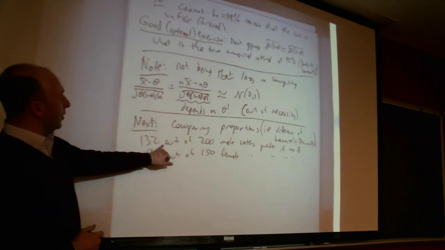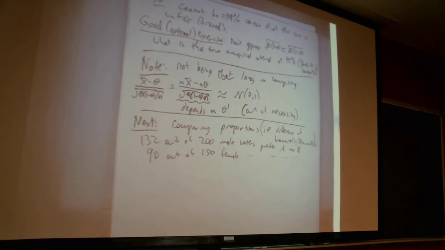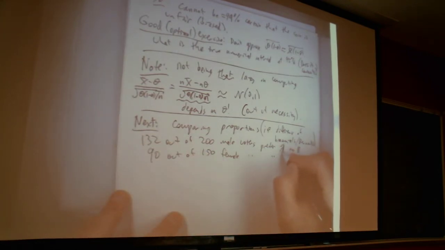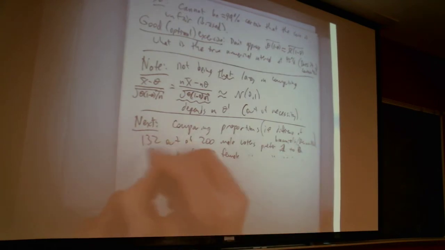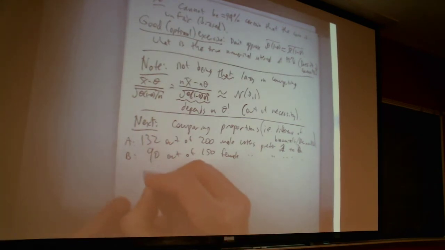So what's the ratio? 132 out of 200. Did I write these down, or am I going to have to compute these things in front of you? So let's call the males, I guess let's call these candidates 1 and 2, so that I can call males A and females B, or brand of light bulb A and brand of light bulb B. Okay. So what is my X bar A?